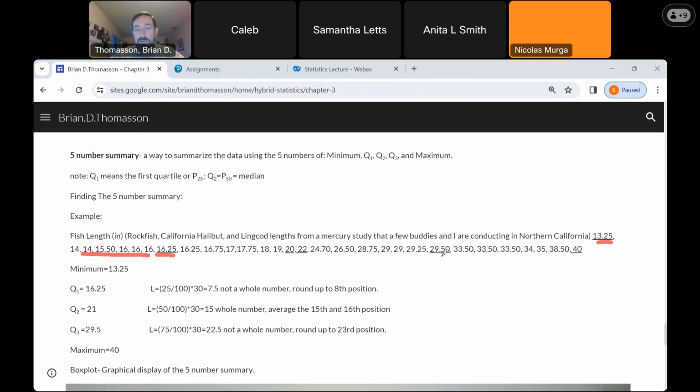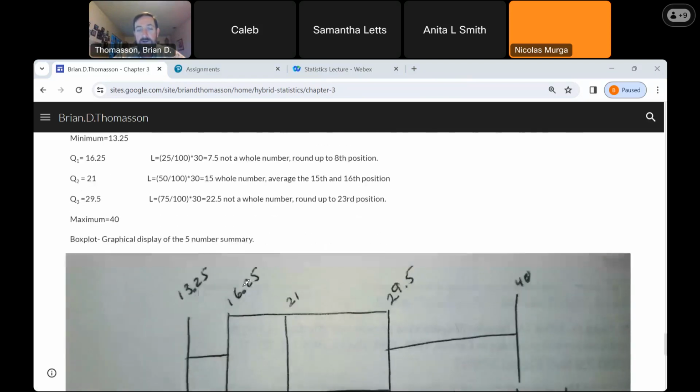Now let's look from Q3 to the max. Those range from 29 inches to 40 inches. So those are 29.5 inches to 40 inches. So those range in size over 10 inches. So there's much more variation in these 6 or 8 fish than in these 6 or 8 fish in the beginning. Okay, and that's all that's saying.